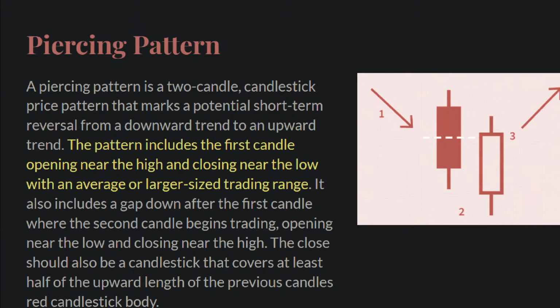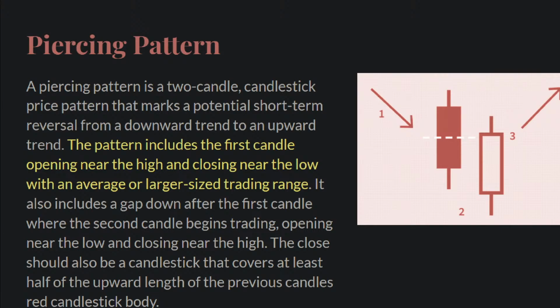Now this is a piercing pattern. It's a little bit more of an advanced pattern. A piercing pattern is also a two candle pattern, but it marks a potential short-term reversal from a downtrend to an upwards trend. The pattern includes the first candle opening near the high and closing near the low, with an average or larger size trading range. It also includes a gap down after the first candle, where the second candle begins trading, opening near the low and closing near the high.